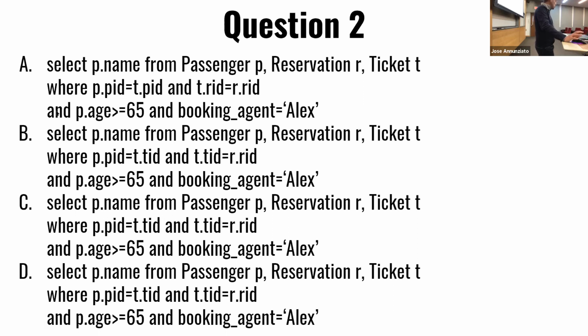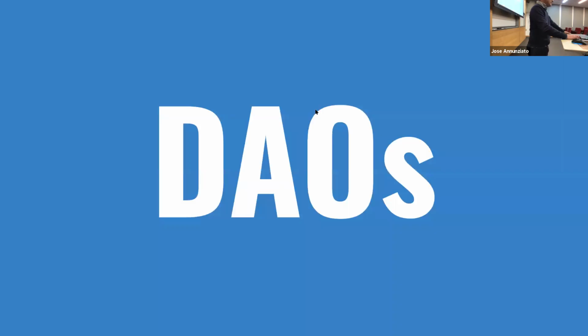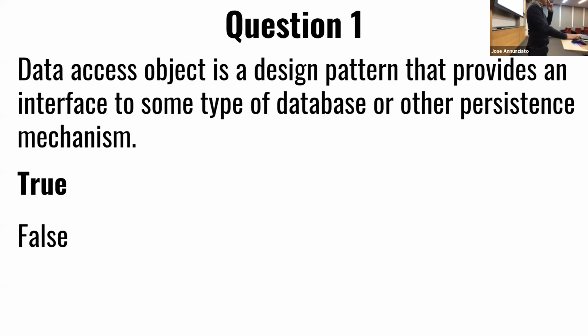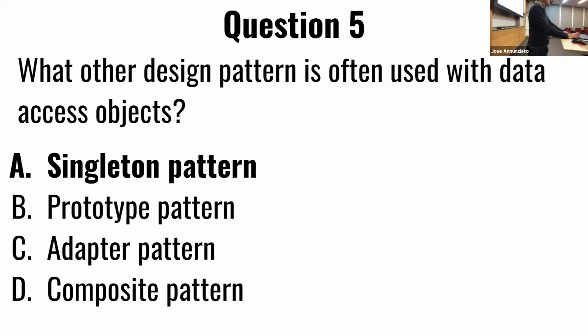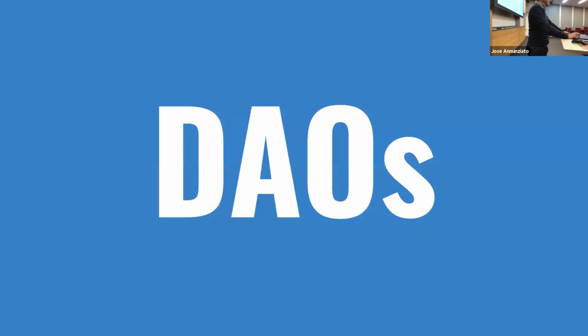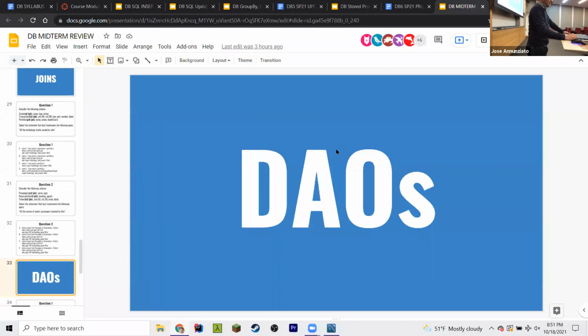Just to check real quick, make sure that the ages are right, that the booking ages are correct, that the WHERE clauses are right. So the joins are right. The filtering is right. Okay. DAOs is not going to be in the exam. That's programming. Okay, all right. That's all I have.